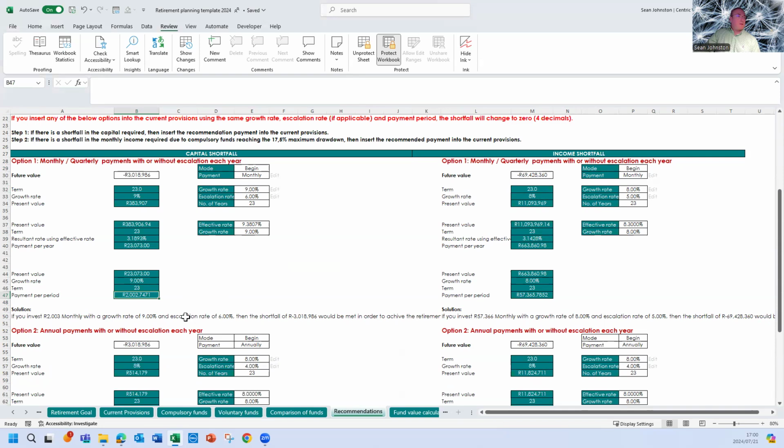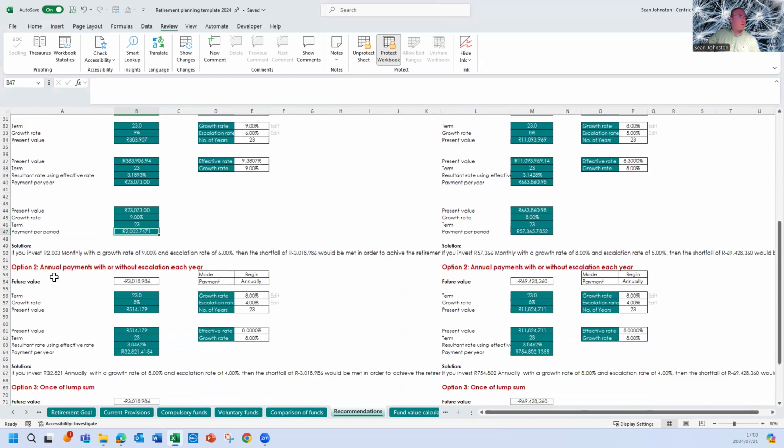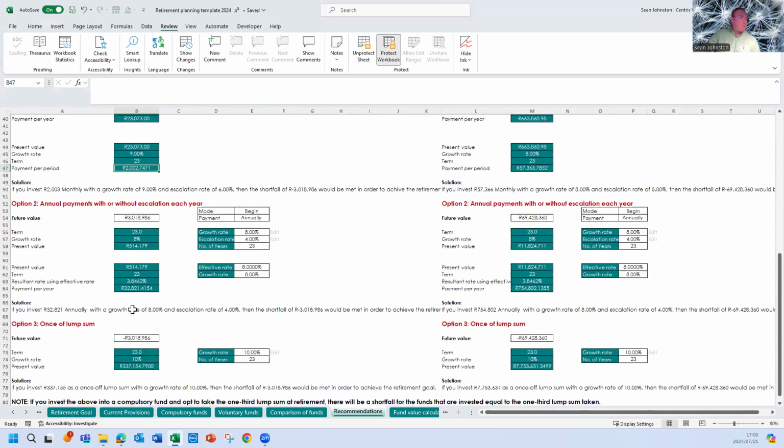It's 2,002. And that will then solve the problem. Otherwise, if you made annual payments, you'll need to make annual payments of 32,000 a year. So it's 32,821 a year.